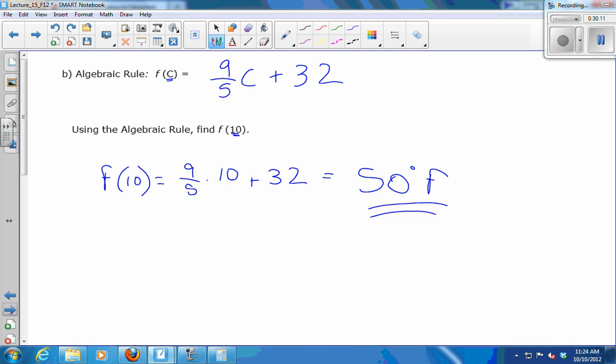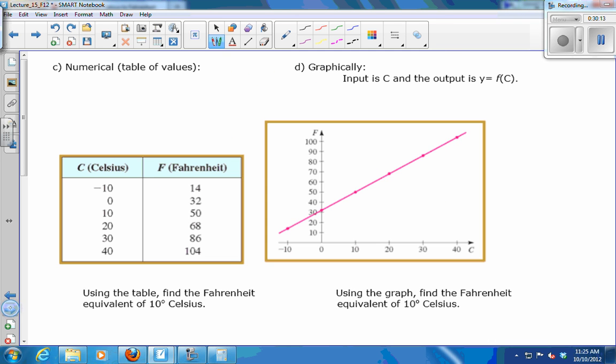Okay, so that's our algebraic representation. For a numerical representation, I would make a table of values where I list a bunch of Celsius temperatures and their equivalent Fahrenheit temperatures. So using the table, what's the Fahrenheit equivalent of 10 degrees Celsius? 50.